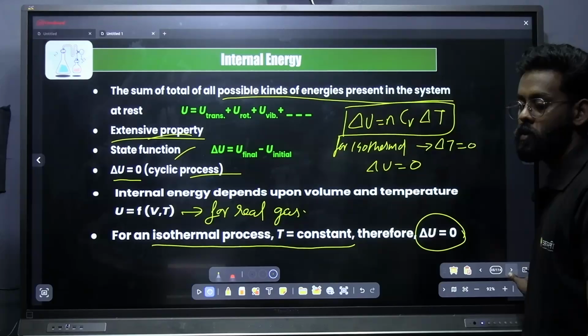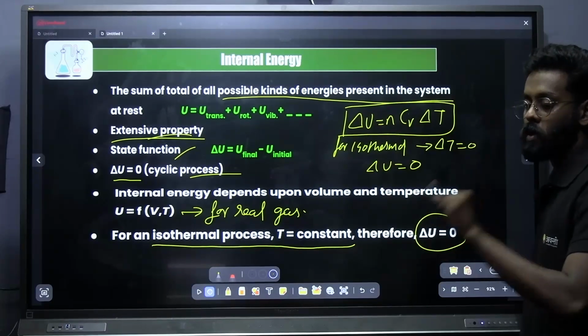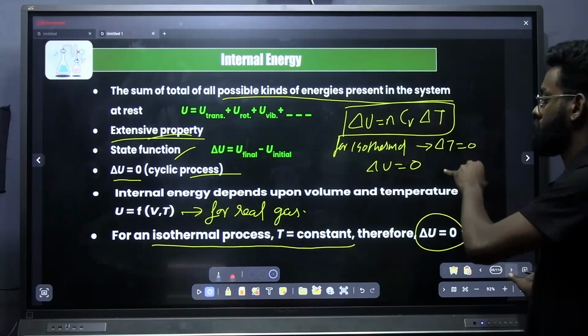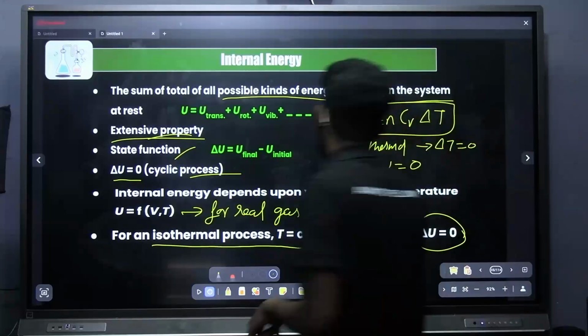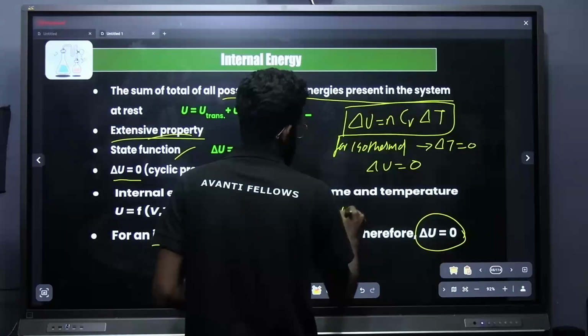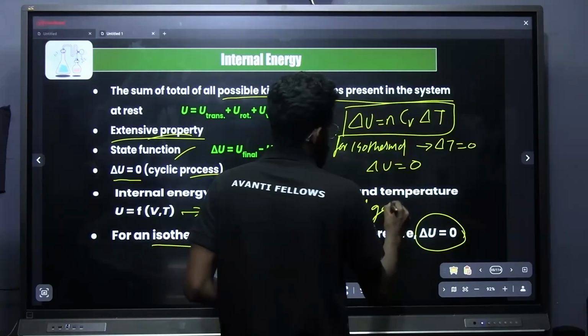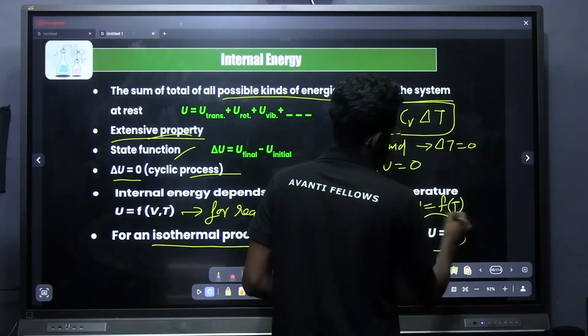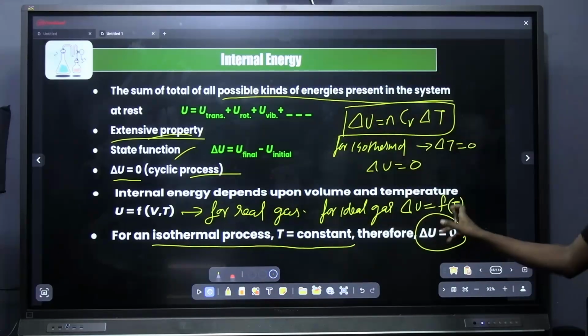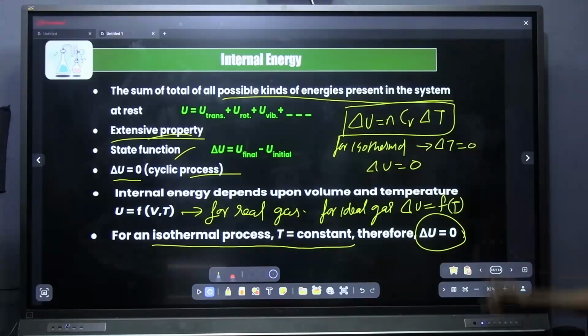Just note the point: delta U is equal to 0 at constant temperature, and for real gas it depends upon the volume and temperature. For ideal gas, how is it? For ideal gas, delta U is a function of temperature only, that is n Cv delta T. Yes, I am moving.